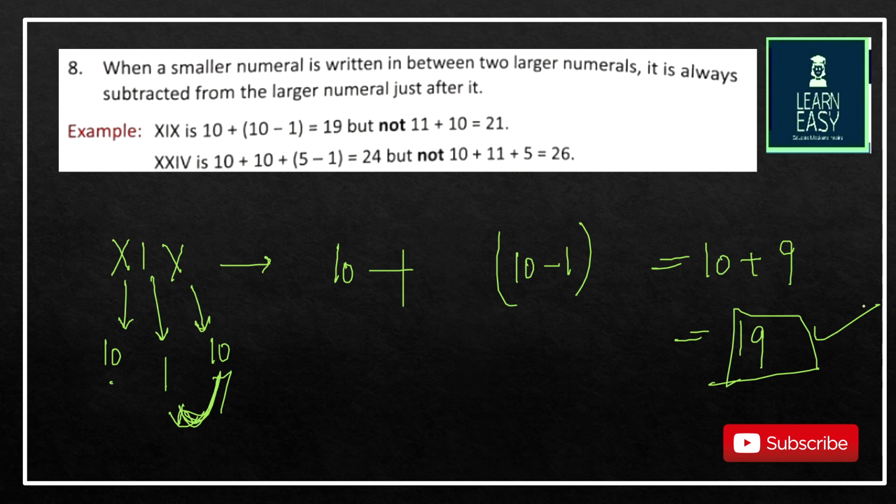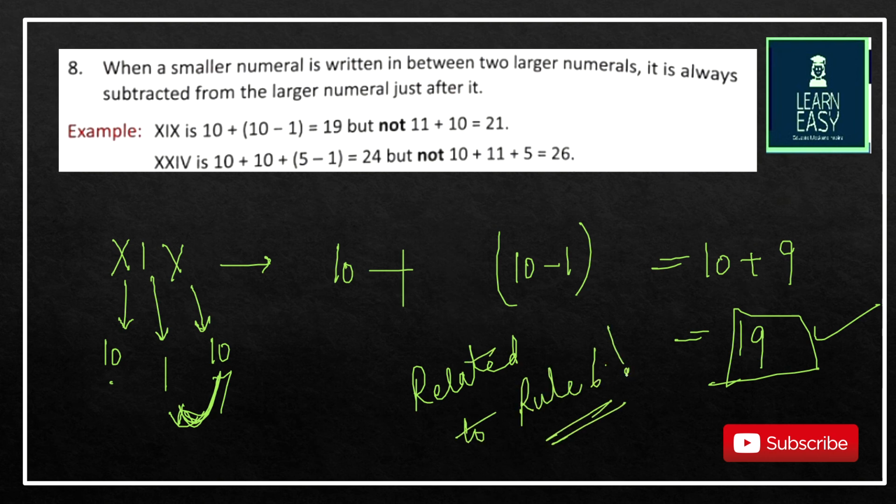This rule is basically related to rule 6. Rule 6 was, if a smaller numeral appears before a larger numeral, subtract the value of the smaller numeral from the larger numeral. Okay. So these were the 8 rules to understand the Roman numerals.